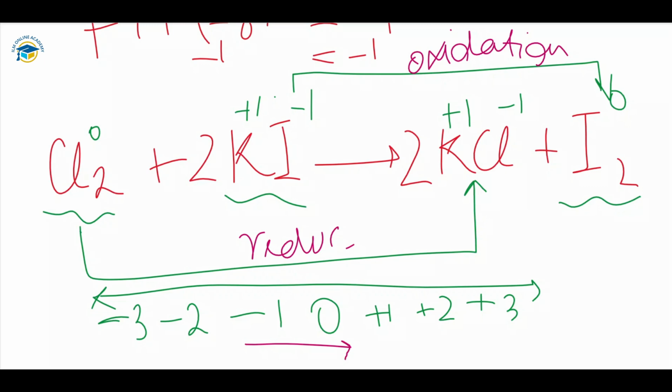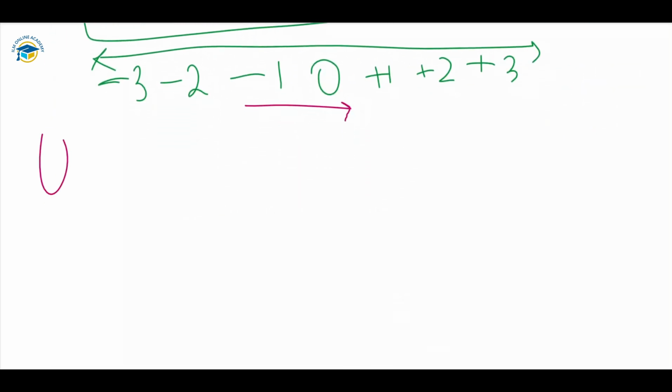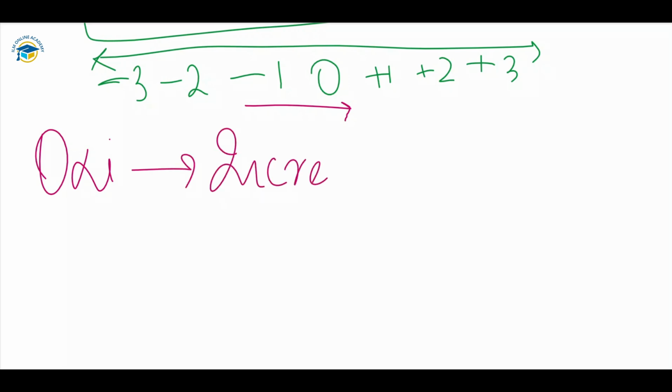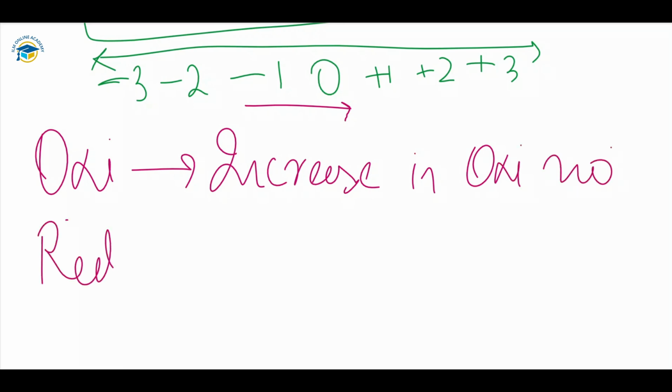So we have another definition, a third definition related to oxidation and reduction. According to this one, oxidation is an increase in oxidation number and reduction is a decrease in oxidation number. If there is an increase in oxidation number in any chemical reaction, we can say that this one is the oxidation, and reduction is the decrease in oxidation number.